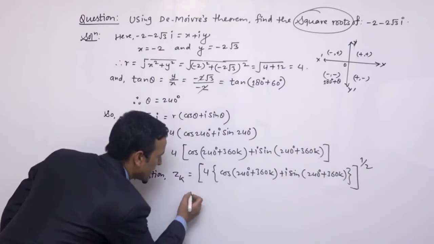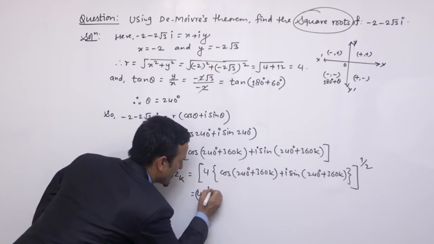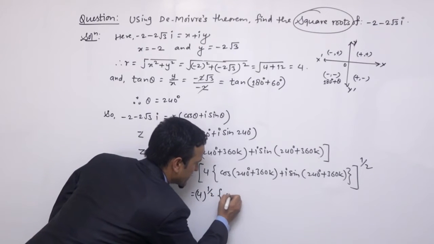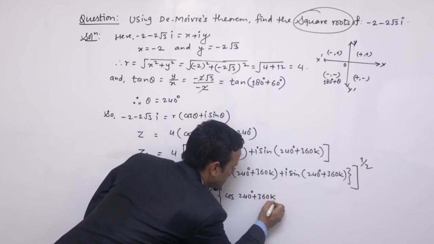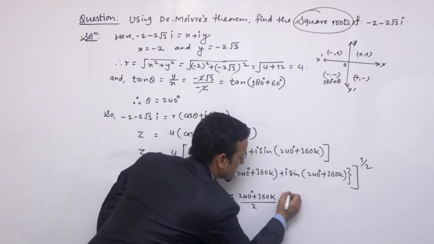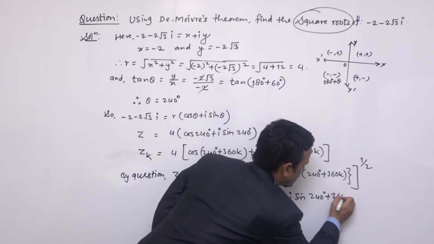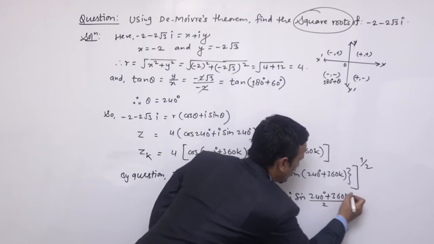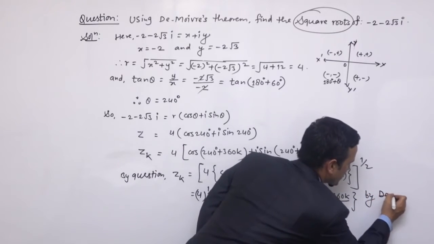Now we can use the de Moivre's theorem. So it will be 4 to the power 1/2, and then after, cos 240 plus 360k divided by 2 plus I sin 240 plus 360k divided by 2. So this is obtained by de Moivre's theorem.